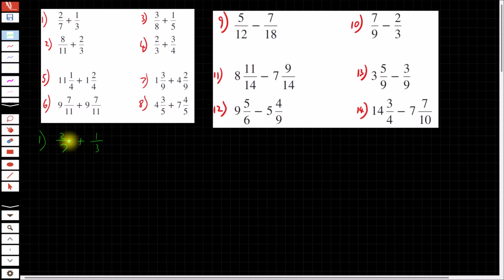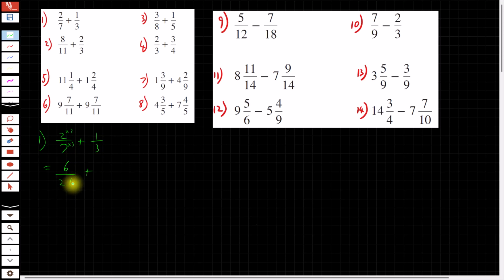So question 1 says 2 over 7 plus 1 over 3. We need to change the 7 and the 3 to be the same number. Now if we multiply the two numbers together we get 21, so let's try that. So this is equal to, we times this by 3, we get 21. We also need to times the numerator by the same number, so that is 2 times 3 is 6 and 3 times 7 is 21.